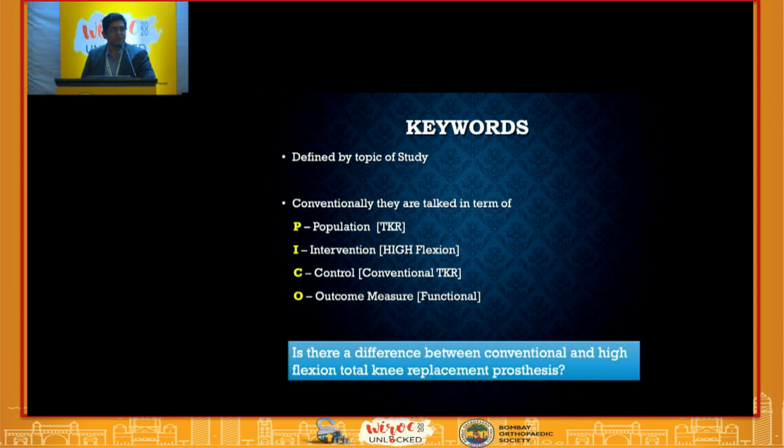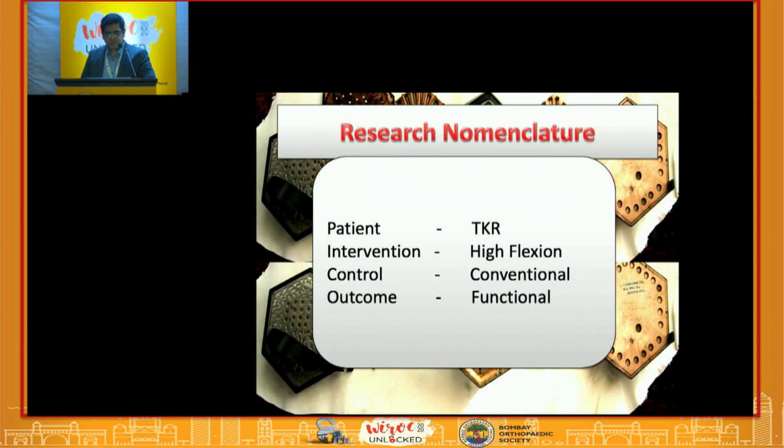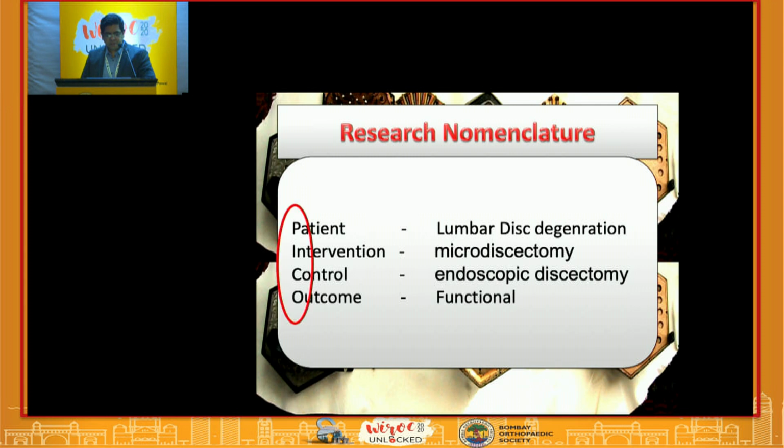So this is a question we'll take as an example: is there a difference between conventional and high flexion total knee prosthesis? In your clinics, many times a patient will come and ask which implant is better than the other. By using these tricks, you can easily answer within seconds in your clinical practice also. So I'll just reinforce the concept of keywords, the PICO format. In another example, this is the patient format: lumbar disc degeneration, whether microdiscectomy or endoscopic discectomy gives a better outcome.